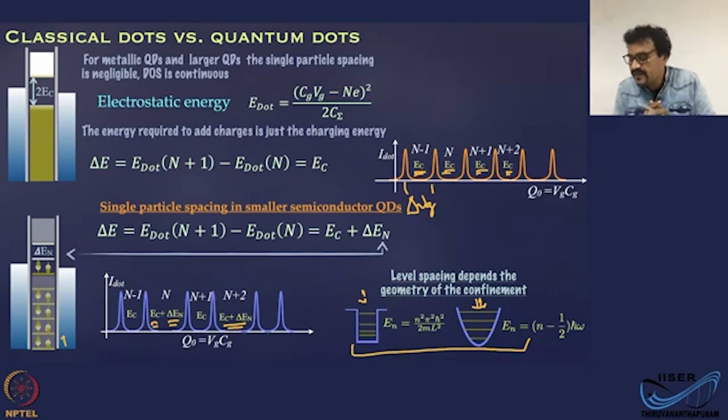So the level spacing will be seen in the position of the Coulomb blockade oscillation. Or just from the periodicity of the oscillation, you can understand what kind of potential you have. You don't need to worry too much about any other spectroscopy. Just a current voltage measurement is going to tell you what is the nature of confinement you have.